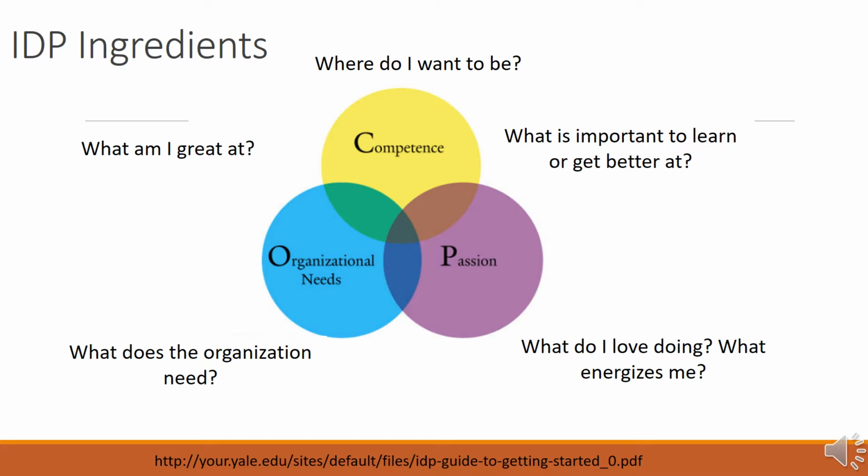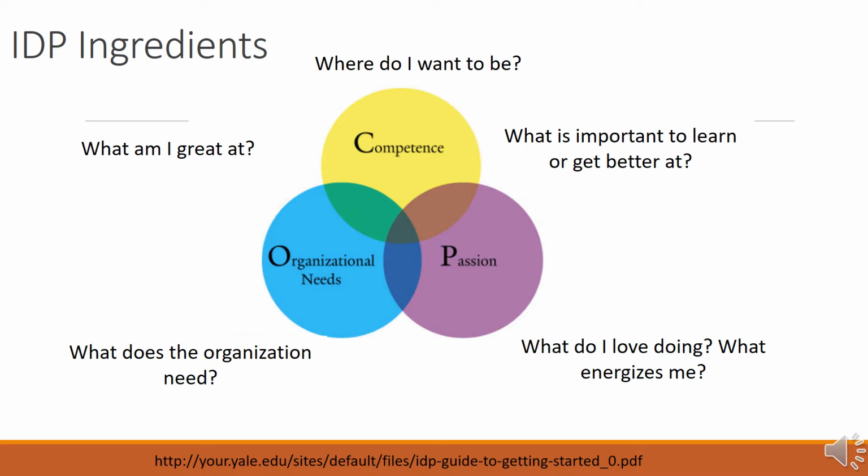So, for the case of a graduate student, I really love doing research. I am great at technical writing, but the end game is to graduate, right? So maybe my important thing to learn or get better at would be to understand a particular instrument. And in the context of organizational needs, my graduate program requires me to publish X amount of papers. So that's an example of kind of drawing it all together for passion, competence, and organizational needs.